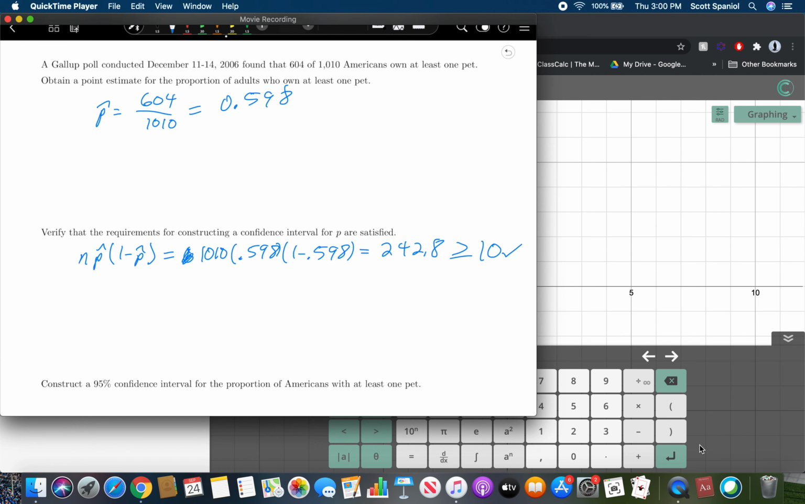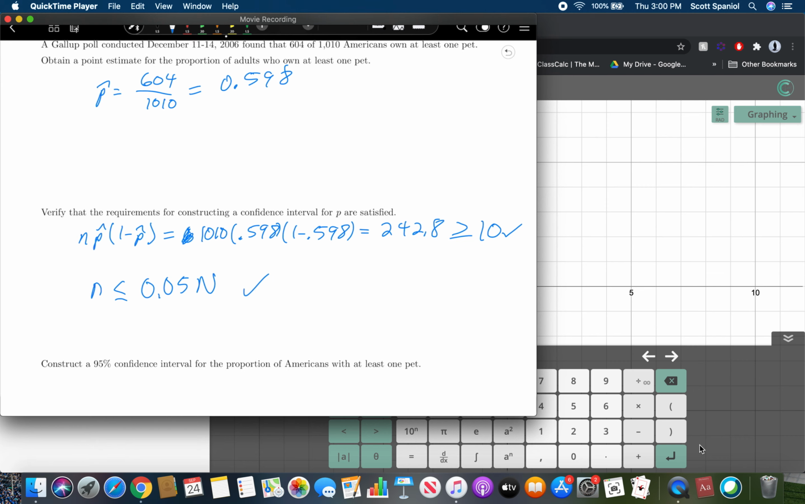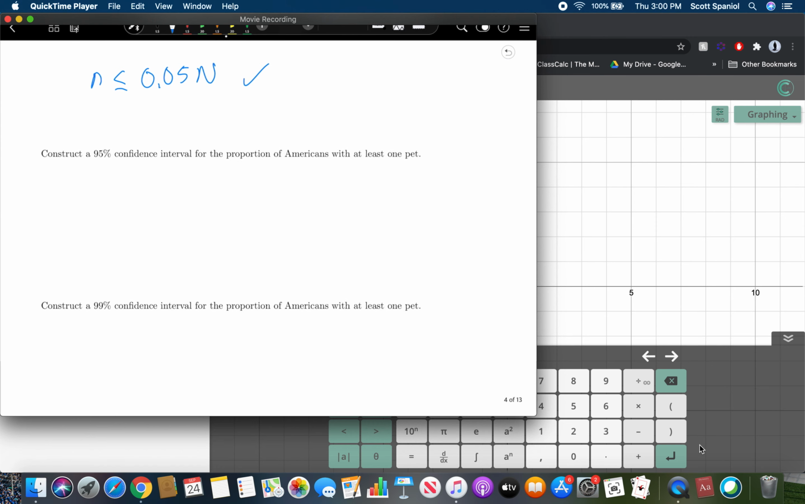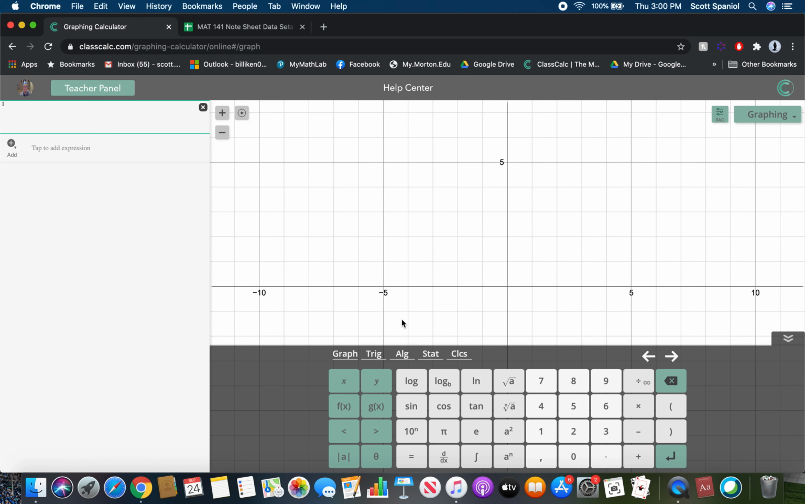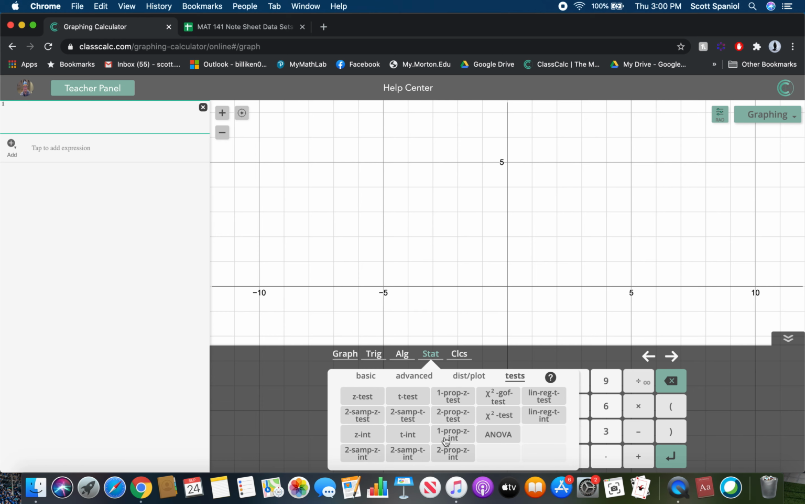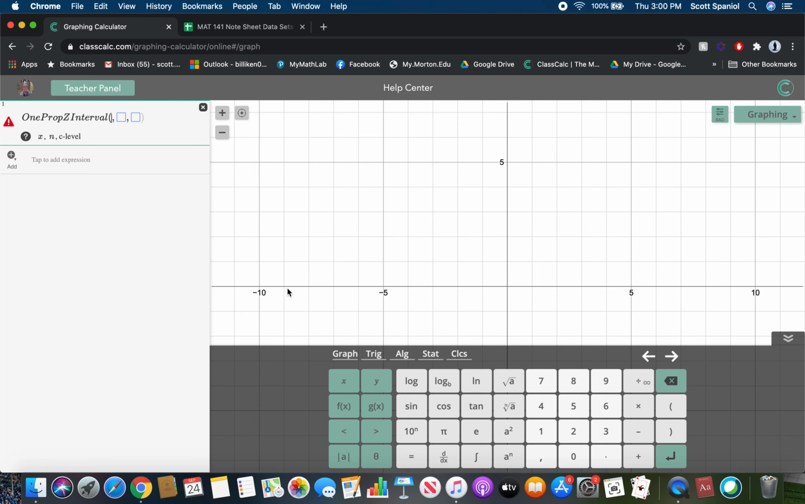And then, is 1,010 less than 5% of all Americans? Yes. Okay, so we're good to go. So n would be less than or equal to 0.05 of N. Okay. And then they wanted us to make 2 confidence intervals. Okay, so we could do that here. So for the first one, x is 604, n is 1,010, and our first confidence level we want to be 95%.